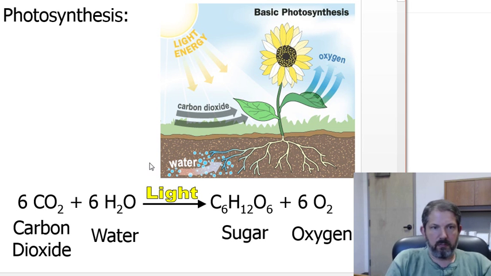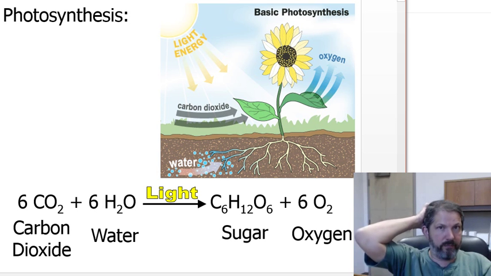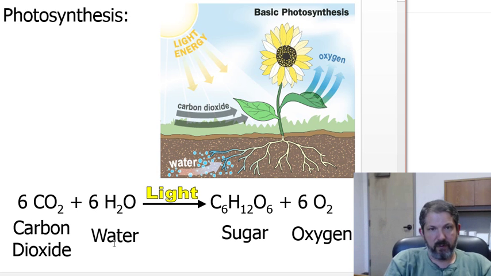Photosynthesis. I like people to know this equation, but I didn't make the tests. But carbon dioxide and water make glucose and oxygen. And you balance the equation. Why sixes? Well, this is glucose: six carbons, 12 hydrogens, 6 oxygens. I could draw it for you, but I'm going to skip that for now.